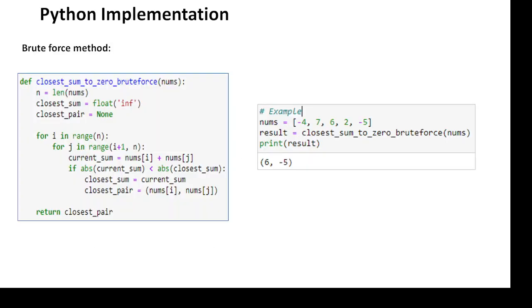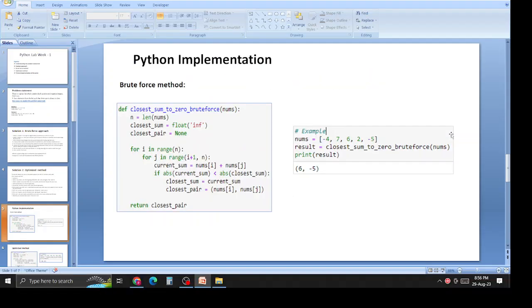Here we are defining a function and then we are initializing a variable n, and we are taking the length of the list nums as its value. We are initializing the closest sum variable and taking float inf as the input. We are initializing the closest pair variable and taking the input as None. Now we are running two for loops, one for the index position of the first element, index variable i, second for the second element, index variable j. Index variable i in the range of n, within the range of the length of the list, and for the second element j for the range of i plus 1 comma n.